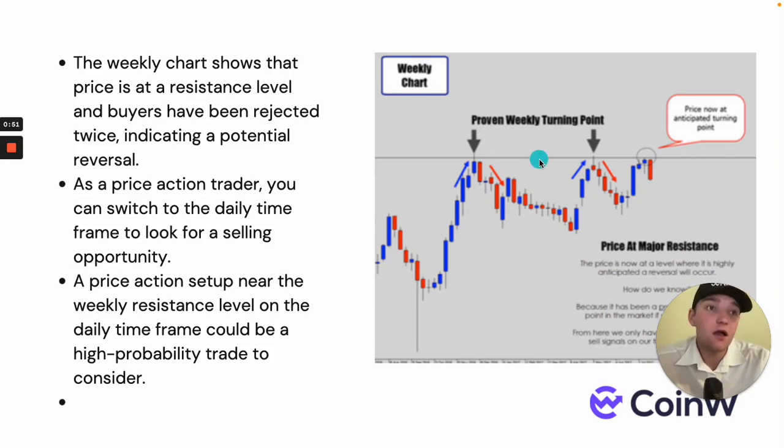So basically what you're doing is you're going on higher time frames and you're telling yourself what is happening in the market. Are we at a key level? Are we at a resistance? Are we at a support? And if so, what are the probabilities of us coming down or going up, depending on where you are in the market? And on the weekly chart, the probability of us coming down was definitely more likely than price going up.